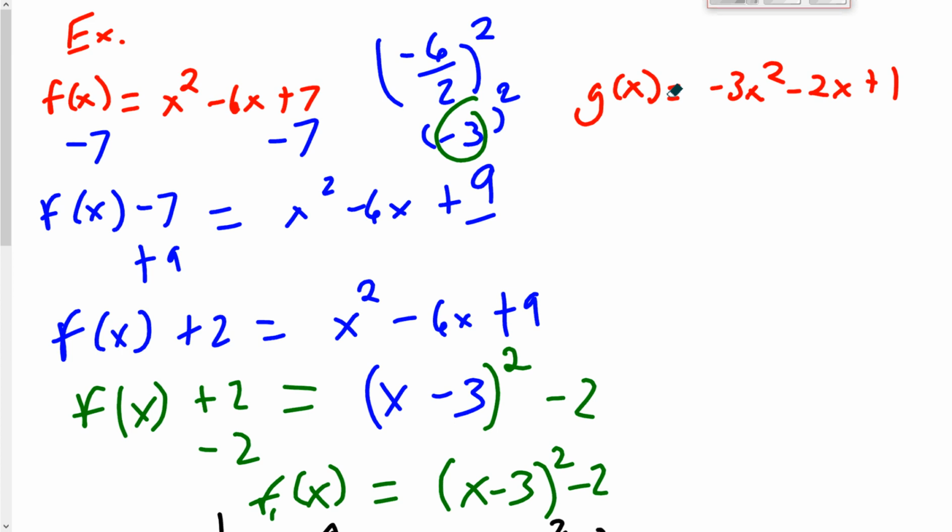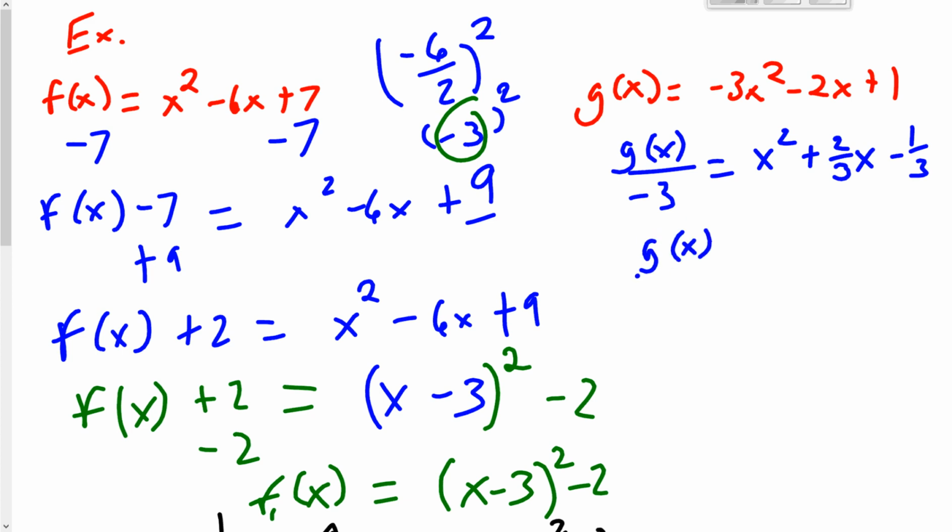Okay, so here we go. We can divide everything by a, so that's g of x over negative 3 is equal to x squared plus 2/3 x. This is where it gets complicated a little bit because we have fractions here, minus 1/3. Okay, and now we're going to move that old c over. So we're going to add it because it's currently negative. And now we have x squared plus 2/3 x. Then we're going to add that new c.